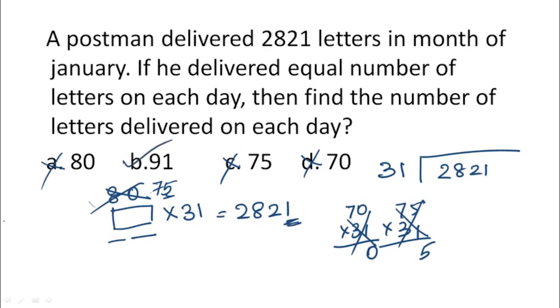Obviously, my answer has to be 91. When I do 91 multiplied by 31, the last digit is going to be 1, and in the answer also the last digit is 1. So obviously that has to be my answer. You can cross check also. When you do 91 multiplied by 31, you will obviously get the answer as 2,821. So your correct answer here is option B, 91.